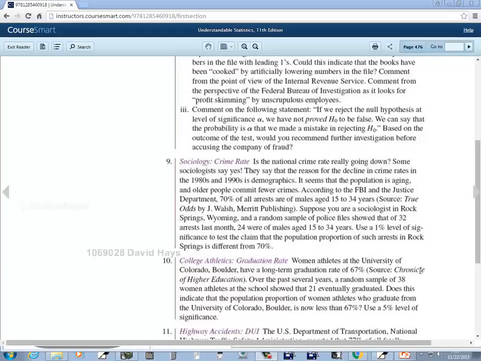Let's take a look at number 9. Is the national crime rate really going down? Some sociologists say yes. They say the reason for the decline in crime rates in the 1980s and 1990s is demographics. It seems that the population's aging and older people commit fewer crimes. According to the FBI and Justice Department, 70% of all arrests are of males aged 15 to 34.